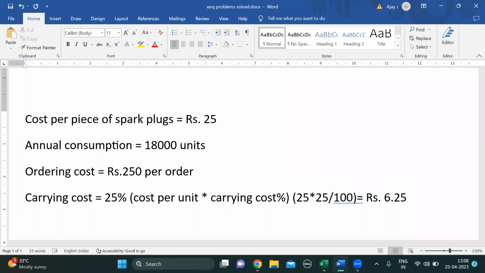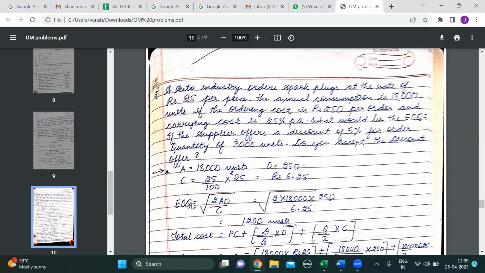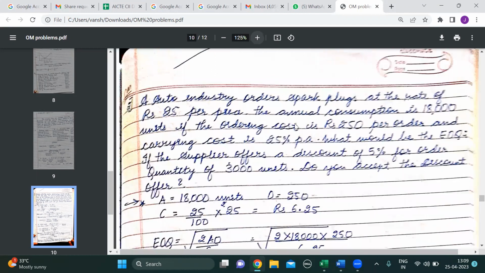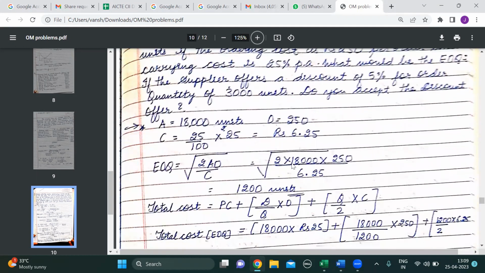As told, the formula for EOQ is equal to square root of 2AO upon C. So I'll just show you here itself. It is solved. You can see EOQ is equal to square root of 2 into 18,000, the annual quantity, into 250, the ordering cost, divided by carrying cost 6.25. So you get an EOQ of 1200 units.